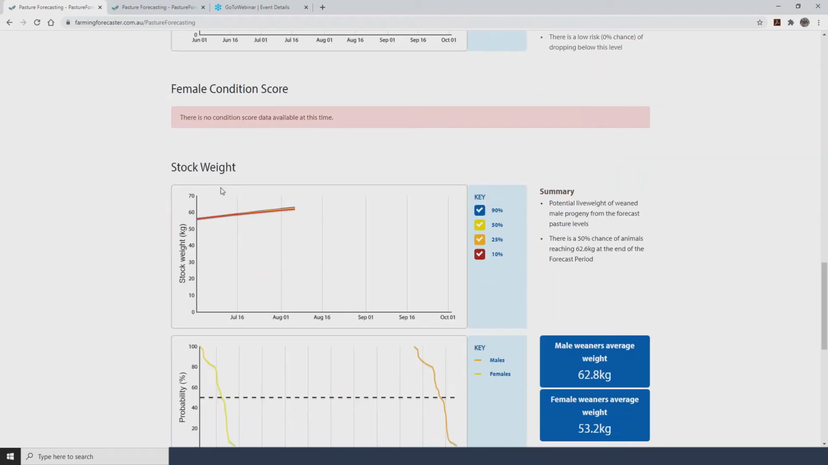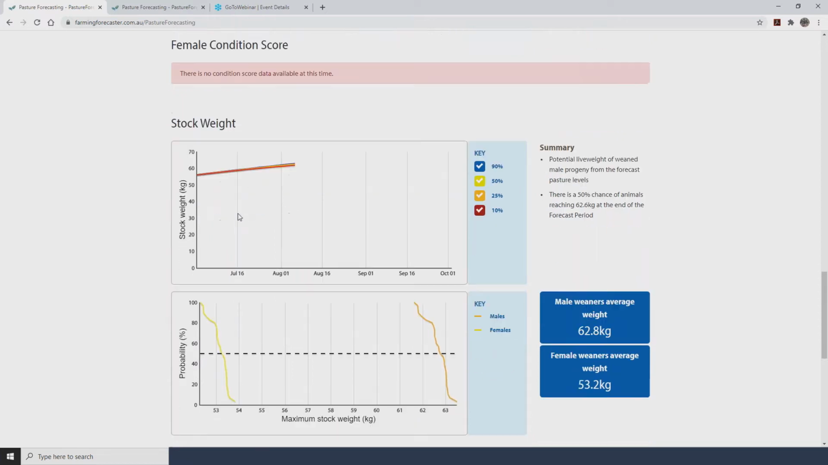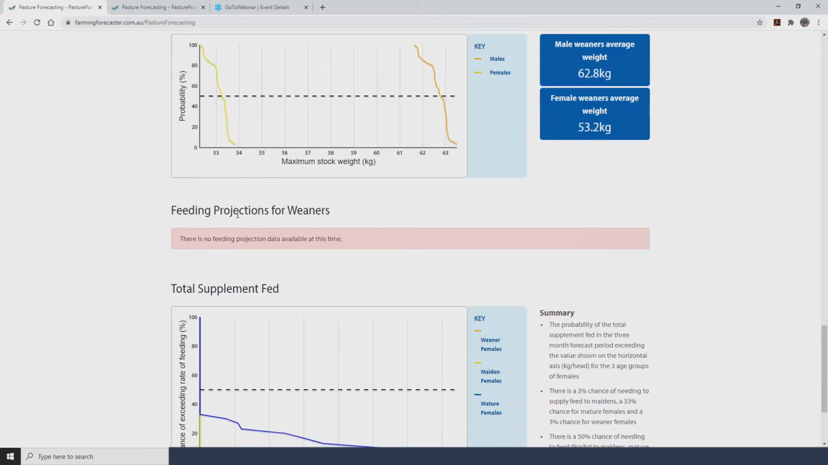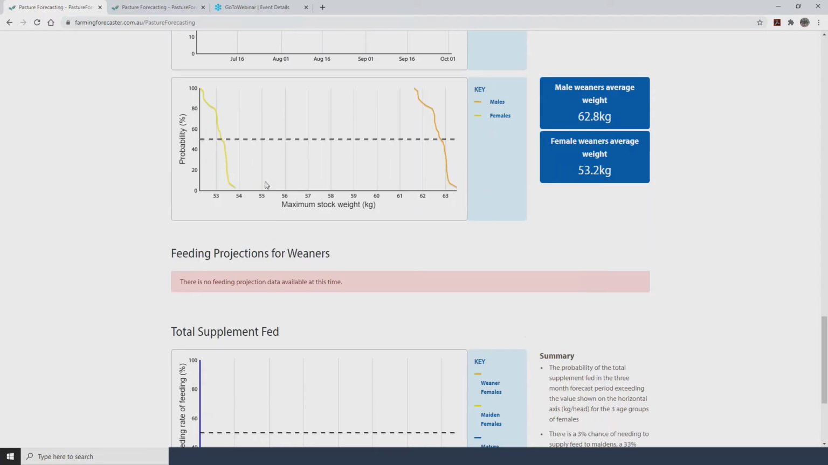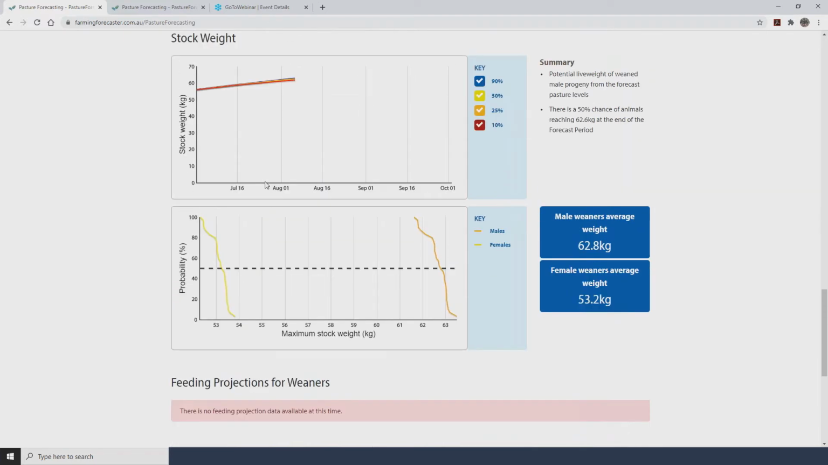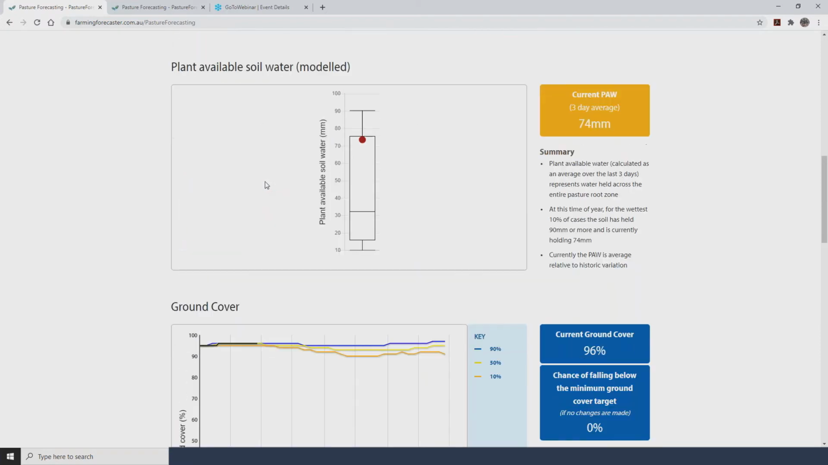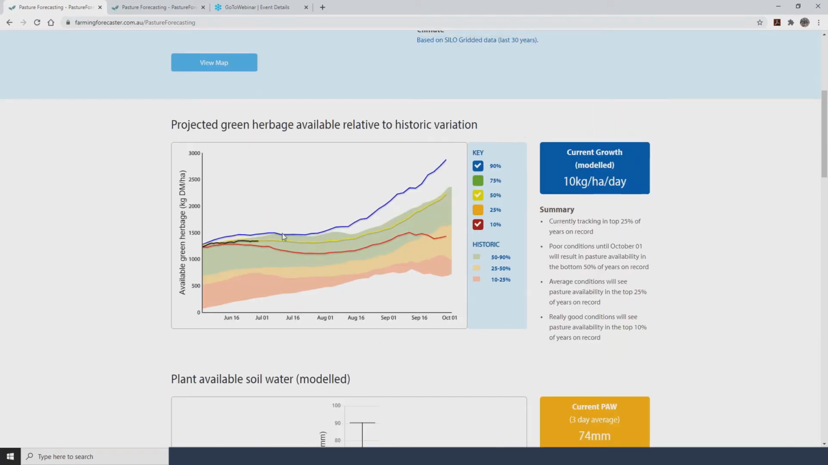But also note down the bottom of this page, we also have some graphs around predicted livestock performance, supplementary feed requirements and so on. And these graphs around the livestock side of things are actually covered in a separate video called Making Sense of the Livestock Data. So in this particular video, we'll just be focusing on the top 3 graphs on this page.